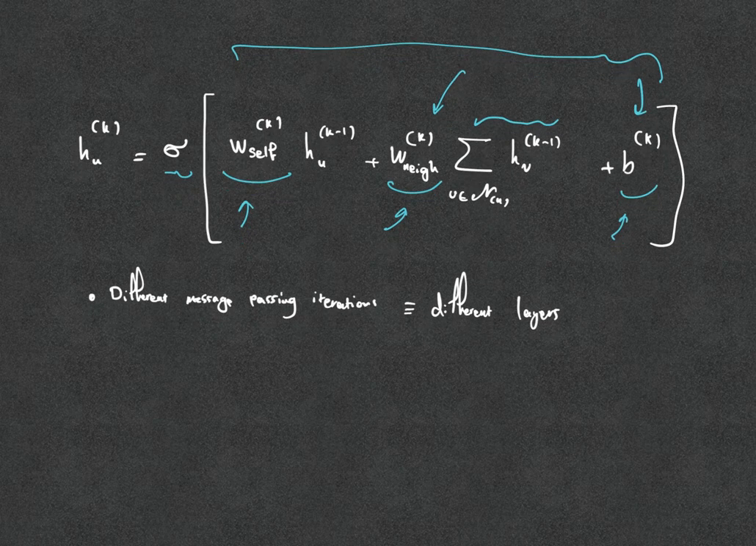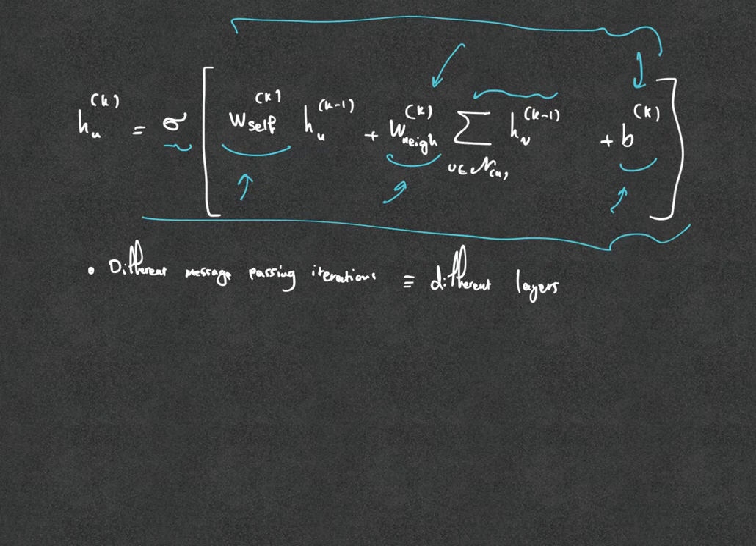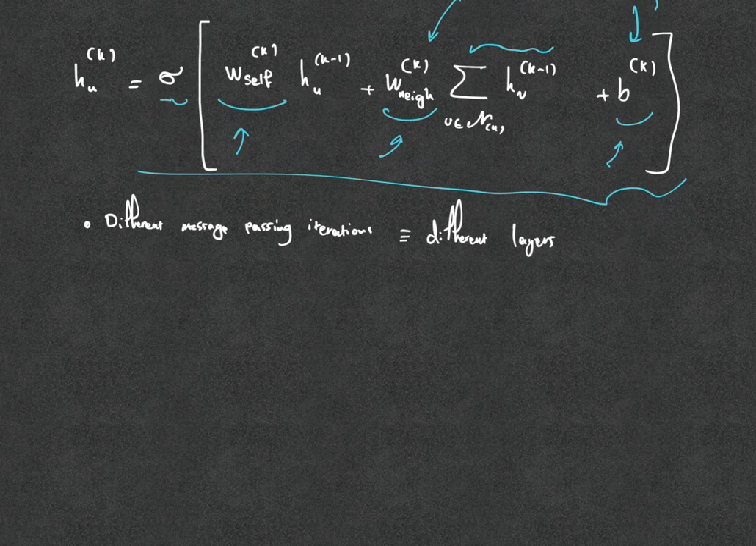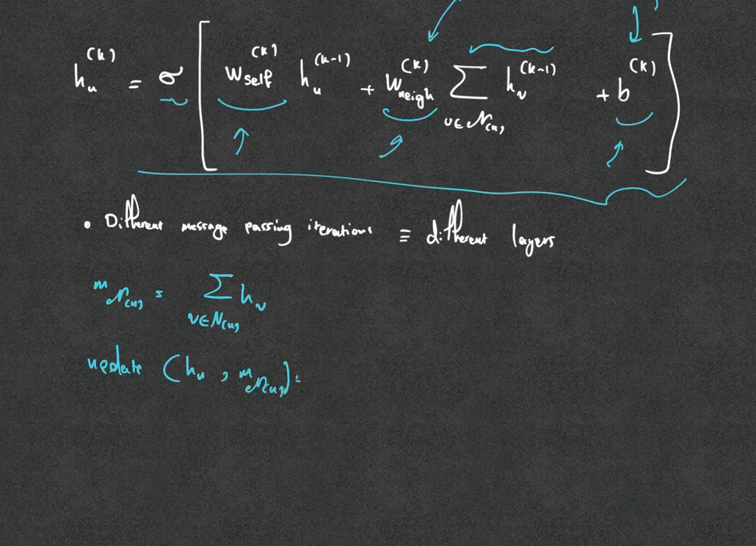And also note that if you want to write this based on the message aggregation and update formula, the message coming from neighbors is going to be the sum aggregation of the hidden states of the neighbors, and the update rule, which takes the hidden state of the node u and the message coming from the neighbors of node u, is going to be defined as the nonlinearity applied on W self times h_u plus W neighbors times the message coming from the neighbors of u, plus b.